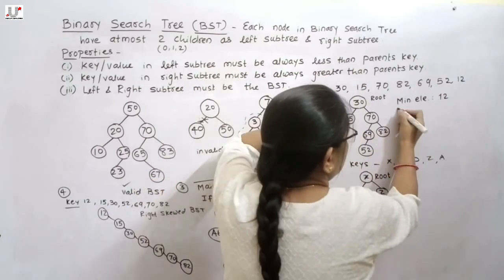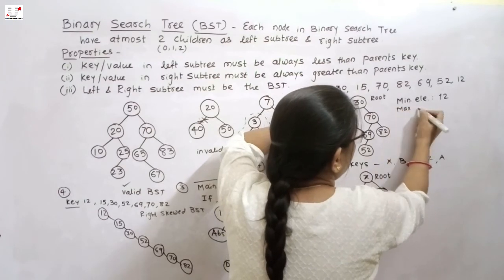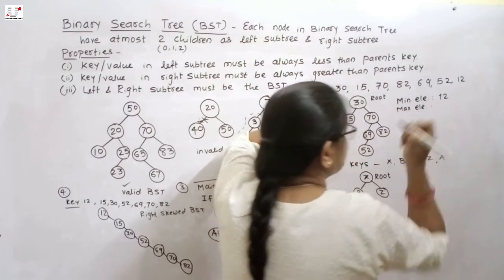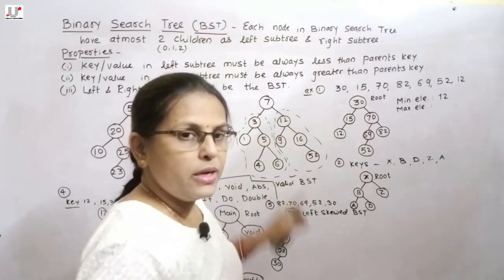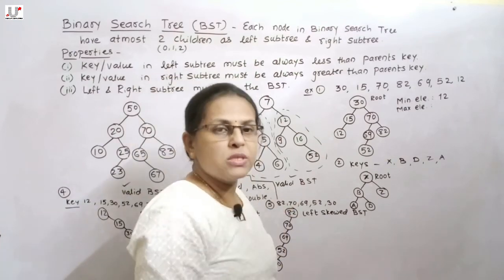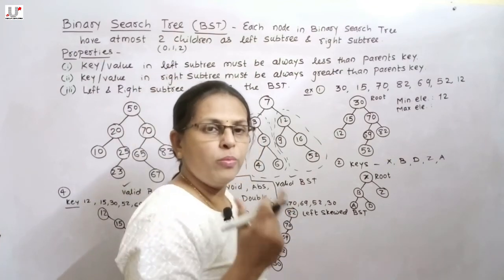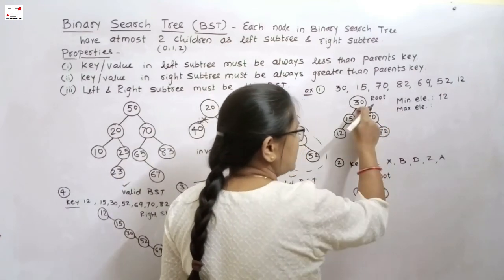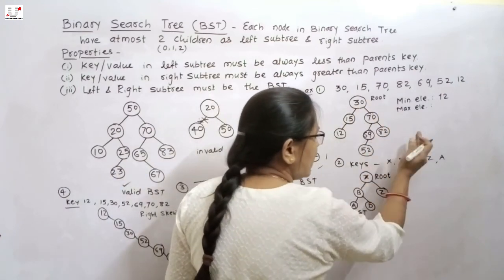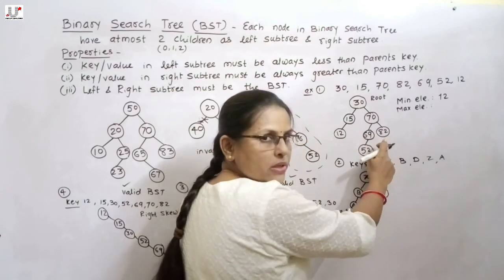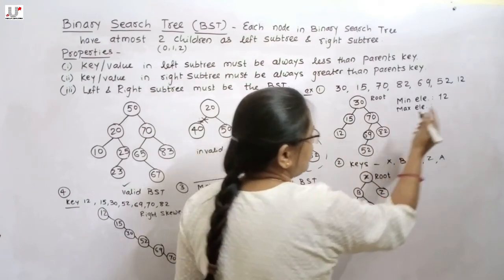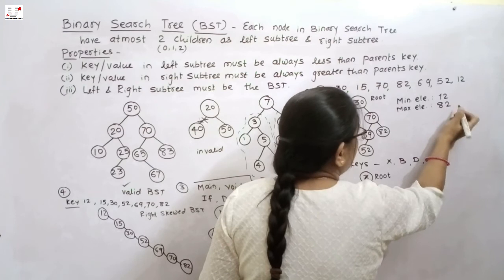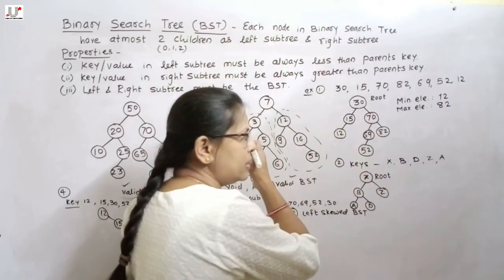Then to find the maximum element from a binary search tree, it's the rightmost element from the right subtree. This is the right subtree for 30. So here the rightmost element is 82 from the right subtree. So the maximum element from this binary search tree is 82.